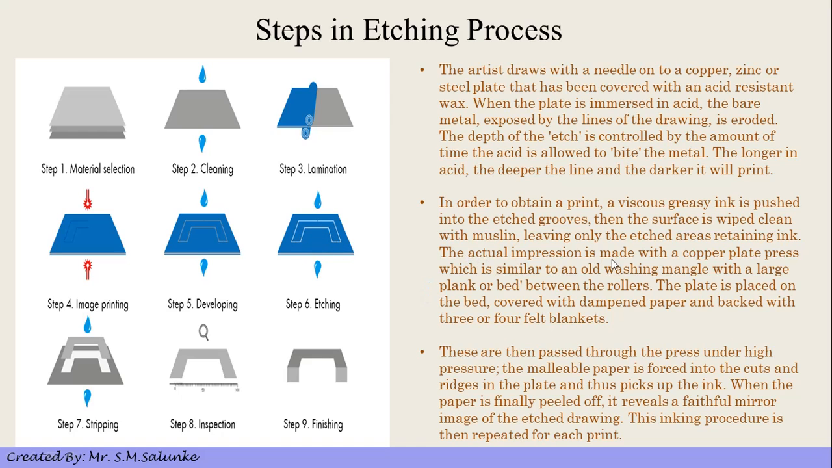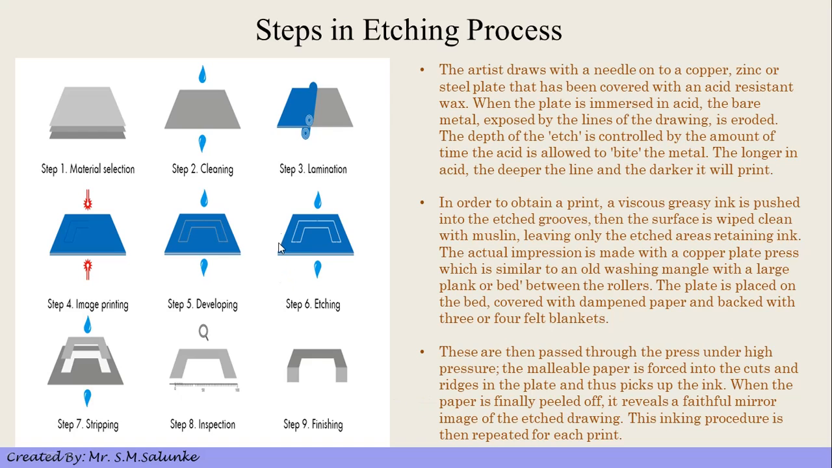So the actual impression is made with the copper plate press, which is similar to an old washing mangle with a large plank or blade between the rollers. The plate is placed on the bed and covered with damp paper and backed with three or four felt blankets. These are then passed through the press under high pressure. The malleable paper is forced into cuts and ridges in the plate and thus picks up the ink.